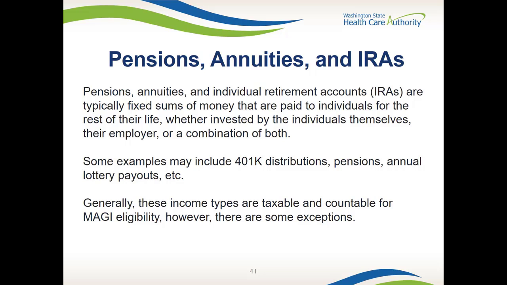What are pensions, annuities, and IRAs? Pensions, annuities, and individual retirement accounts, IRAs, are typically fixed sums of money that are paid to individuals for the rest of their life, whether invested by the individuals themselves, their employer, or a combination of both. Generally, these income types are taxable and countable for MAGI eligibility. However, there are some exceptions. The rules around these exceptions are complicated and depend on the individual's specific circumstances.